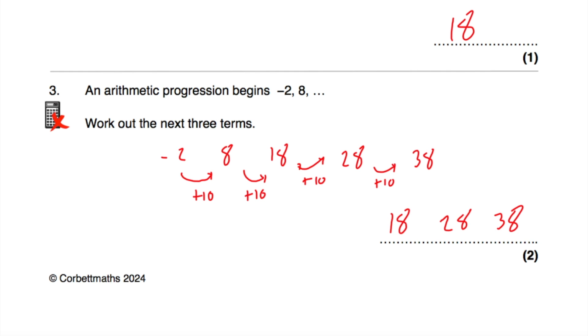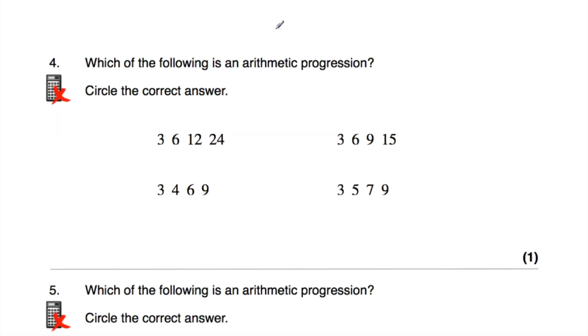Okay, let's look at our next question, question number 4. Question number 4 says, which of the following is an arithmetic progression? Circle the correct answer. So we're going to be looking for the numbers that are going up or down by the same amount each time. So 3, 6, 12 and 24. Well, actually this time we're multiplying by 2, multiply by 2, multiply by 2. It's not getting bigger by the same amount each time. So if we check, it's add 3, add 6, add 12. So it's not going to be that one.